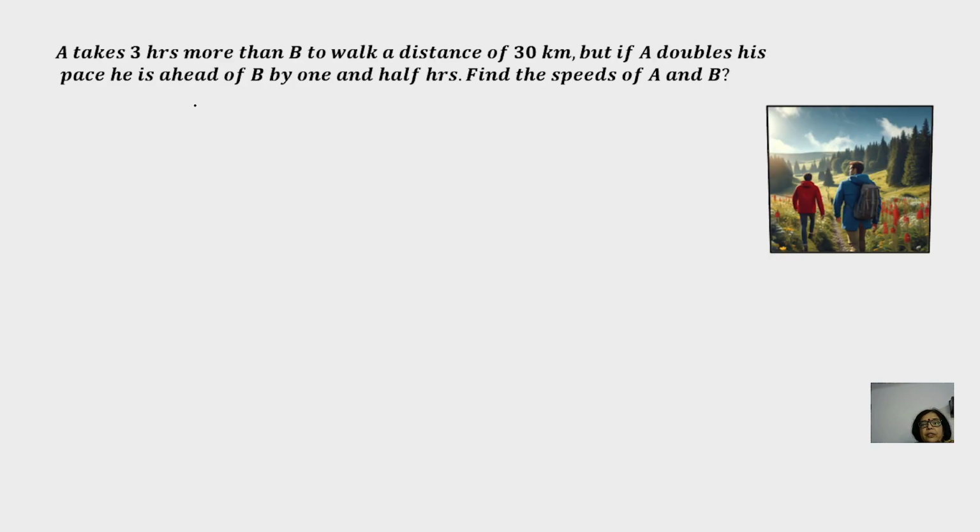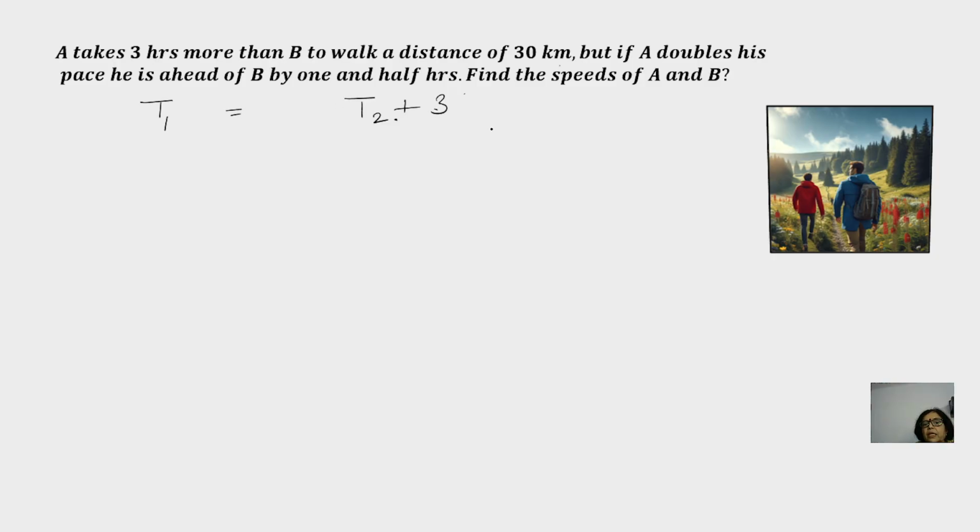The next question is, A takes 3 hours more than B to walk a distance of 30 kilometers. But if he doubles his pace, he is ahead of B by 1.5 hours. Find the speeds of A and B. So there are two people walking a distance of 30 kilometers. Now A's speed initially is less, so he takes 3 hours more than B to walk a distance of 30 kilometers. Supposing the time taken by A is T1 and the time taken by B is T2. So in the first case, T1 is equal to T2 plus 3.